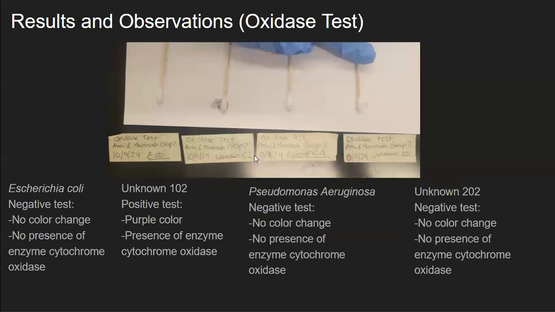Results and observations for the oxidase test. Escherichia coli was a negative test, no color change and no presence of enzyme cytochrome oxidase. Unknown 102 was a positive test, purple color, presence of enzyme cytochrome oxidase. Pseudomonas aeruginosa was a negative test, no color change and no presence of the enzyme cytochrome oxidase. Unknown 202 was also a negative test, no color change and no presence of the enzyme cytochrome oxidase.